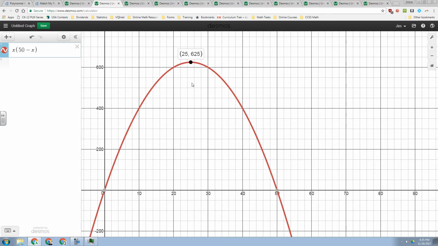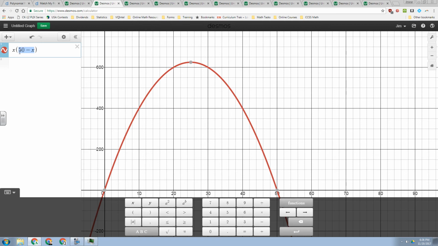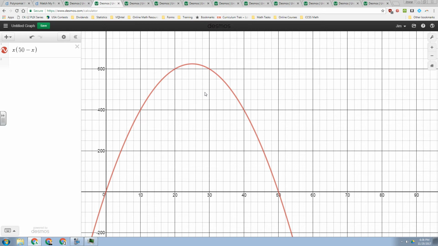So there's our maximum. Now the x value is one of the sides, 25. The y value is the area. So a lot of people make the mistake of saying the dimensions are 25 by 625. No. 25 is one dimension, 625 is not the other. So if 25 is the width, then the other side, the length, is also going to be 25. Because if we plug 25 in for x here, this quantity right here, the length, will also be 25. So that's the answer for 54, 25 feet by 25 feet.